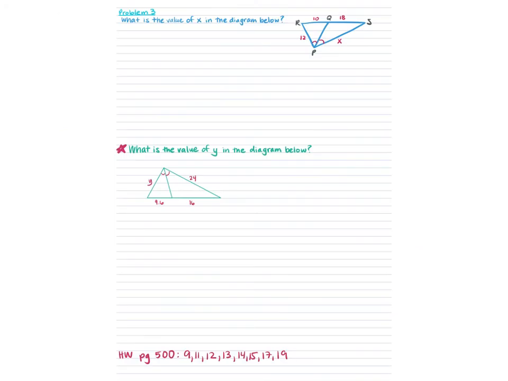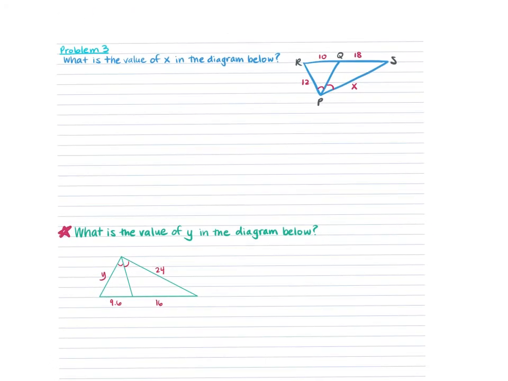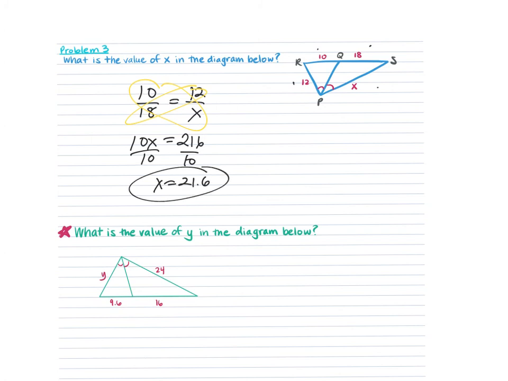Let's try that with this problem. What is the value of x? This over this equals this over this. 10 over 18 equals 12 over x, and then we can cross multiply. 10x equals 18 times 12. 18 times 12 is 216, and if you divide that by 10, you get 21.6. So x is 21.6. You just have to make sure you set them up correctly.